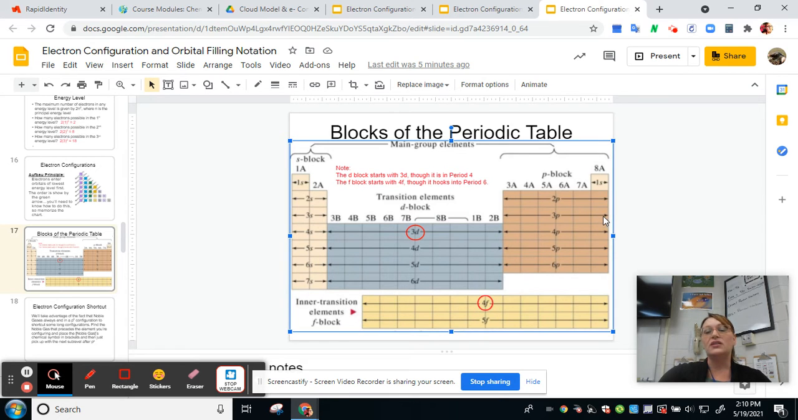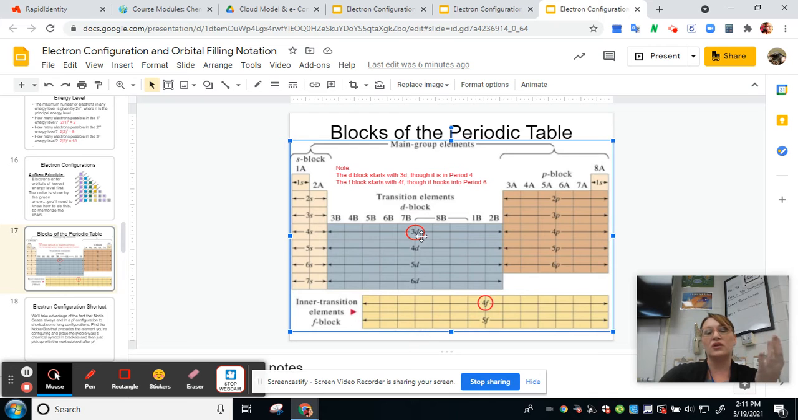So if I wanted to use that as a shortcut notation for anything that comes after it in the next row down, I can. I just have to put the argon in brackets, and then I can pick up my configuration by looking at the next row. The next block to fill would be 4s2, and then the next block to fill would be 3d. It could go up to 10.